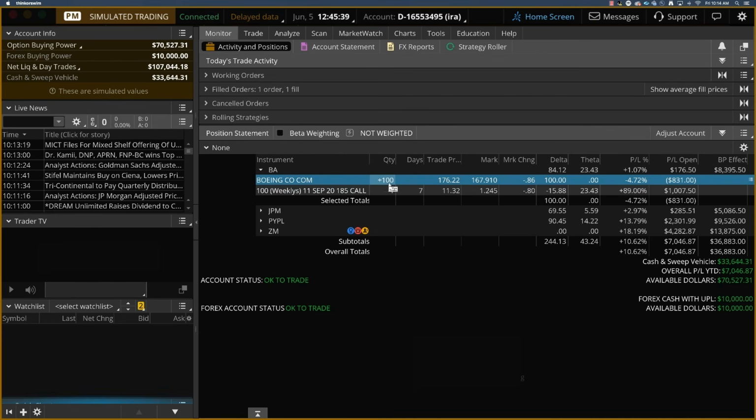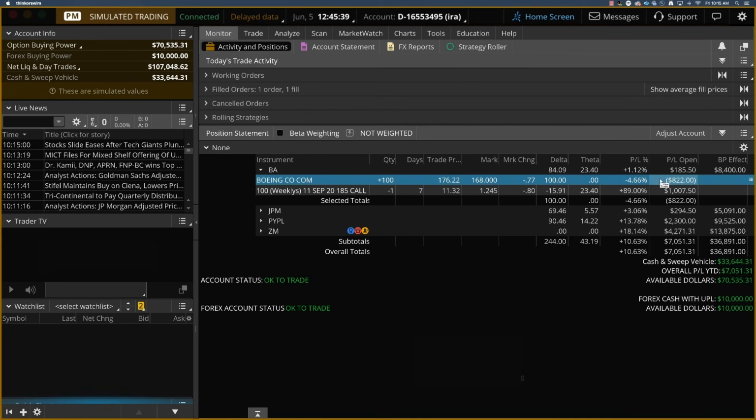So number one, 100 shares of stock. The trade price was $176.22, and the current stock price, and sometimes this happens, is lower than where it was traded. It's at 167. And what you'll notice, all the way over to the right, is that the stock position is down $837. Well, that's not great. How do covered calls play into this?